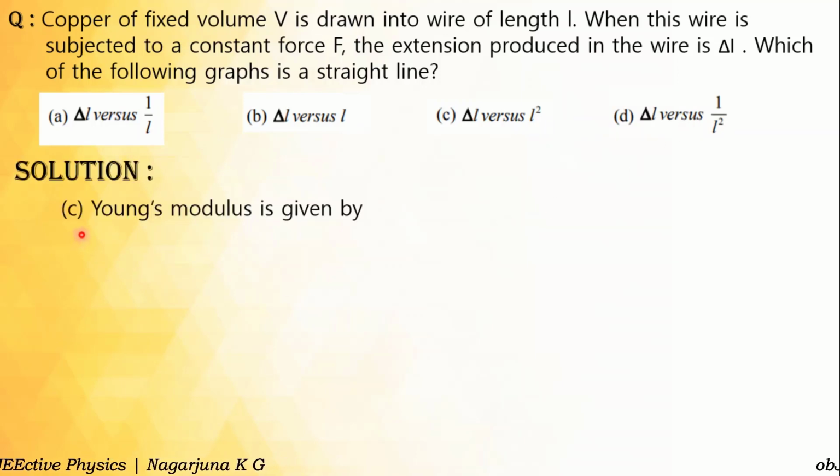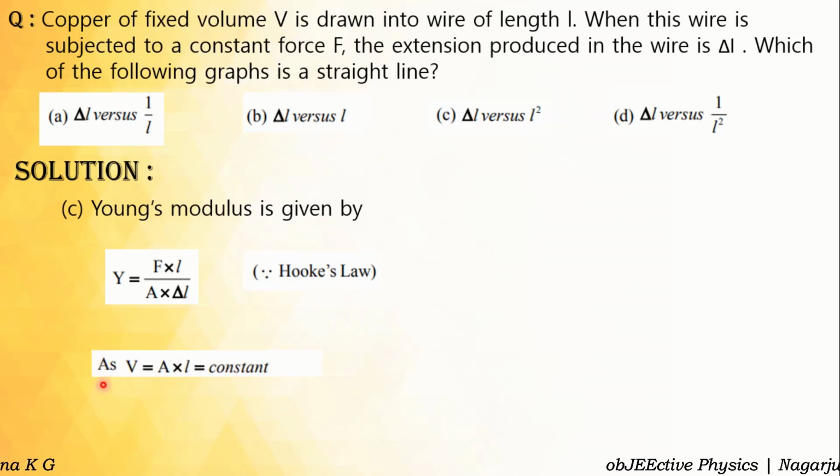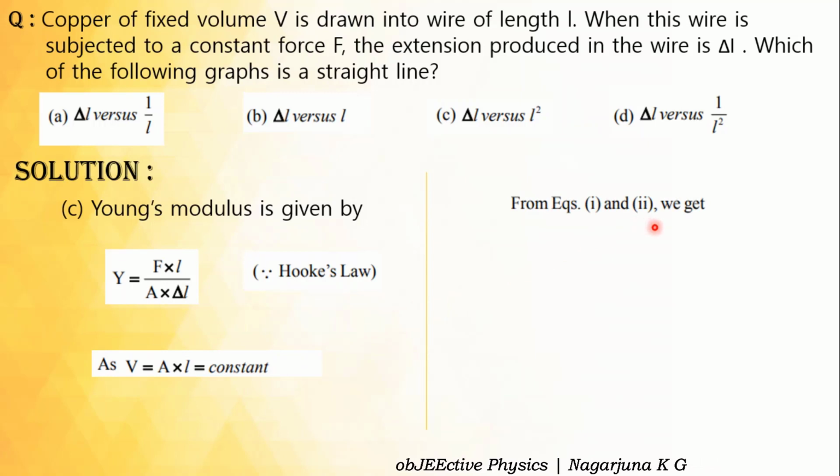Solution. We know that Young's modulus Y is equal to F into L divided by A into delta L. Let us assume it is equation 1 according to Hooke's law. But volume of a wire is equal to area of cross section into length of the wire, so that is given constant. This we can assume as equation 2.